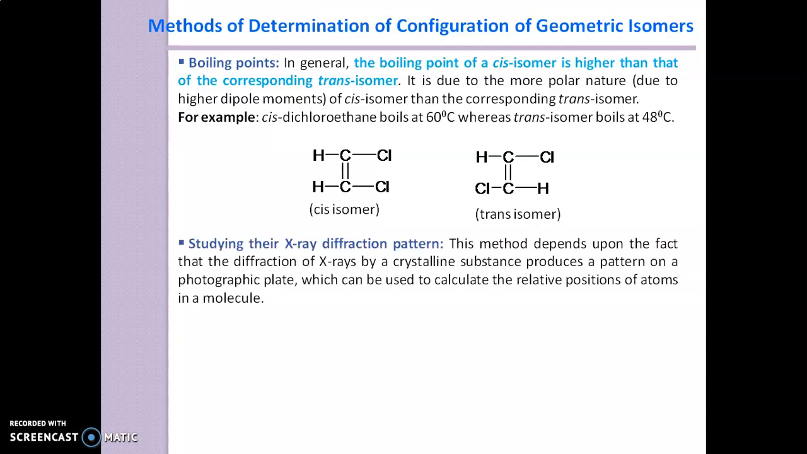And the last physical property is studying their X-ray diffraction pattern. This method depends upon the fact that the diffraction of X-rays by a crystalline substance produces a pattern on a photographic plate, which can be used to calculate the relative positions of atoms in a molecule. So all these are the physical properties which we use for determination of configuration of geometric isomers.